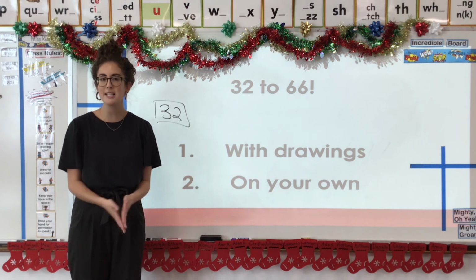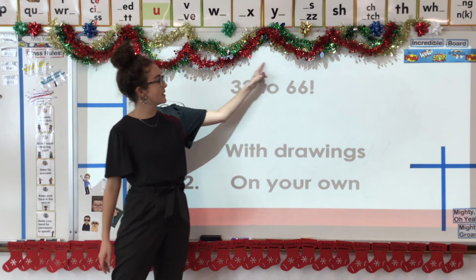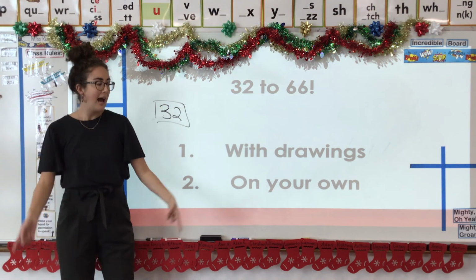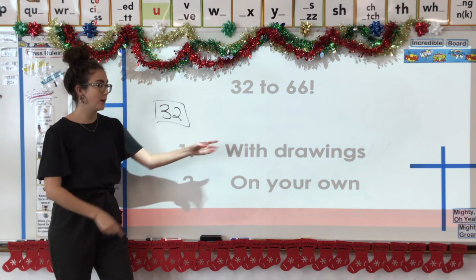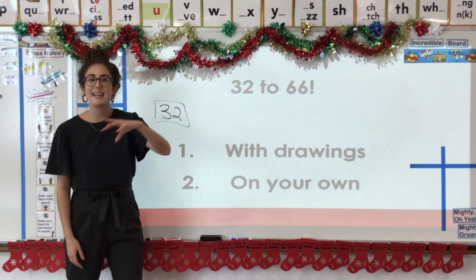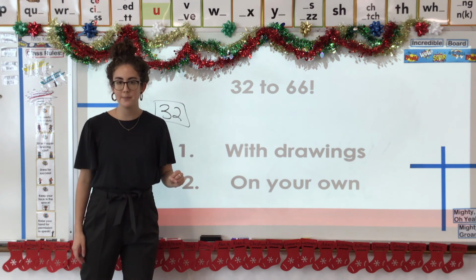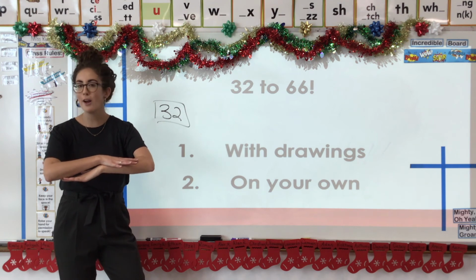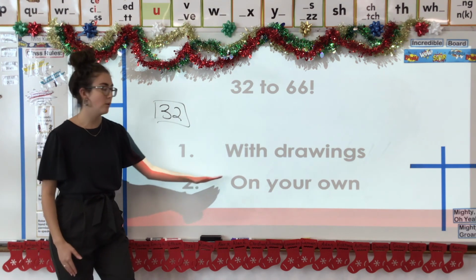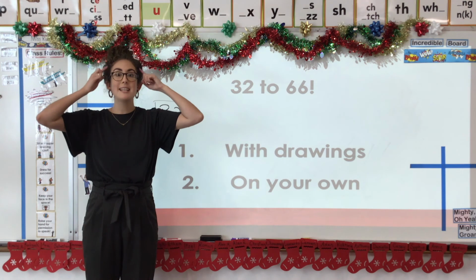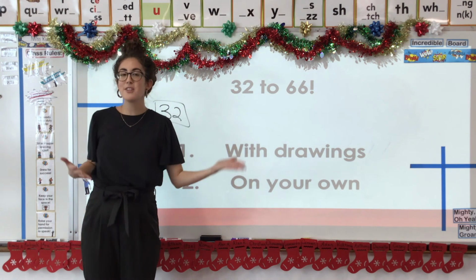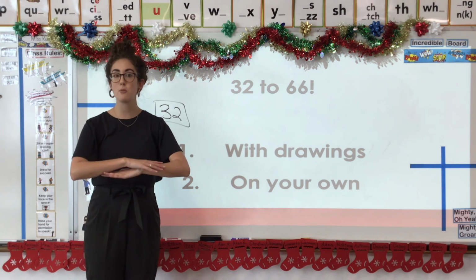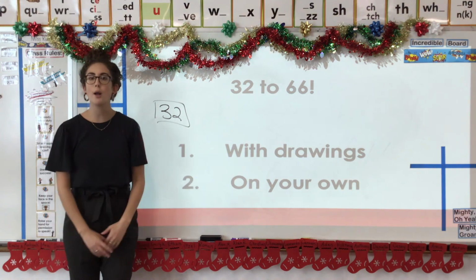So there's 2 parts to today's task. Everyone's going to skip count from 32 to 66, but in your video, I want to see you first skip counting with your drawings so they can guide you and you can see what's happening. And when you've got that down, cover it up so you can no longer see it, and try to skip count just on your own, just in your head. Give yourself a challenge. This is another check-in. What do I still need to work on to be able to skip count on my own in my head?